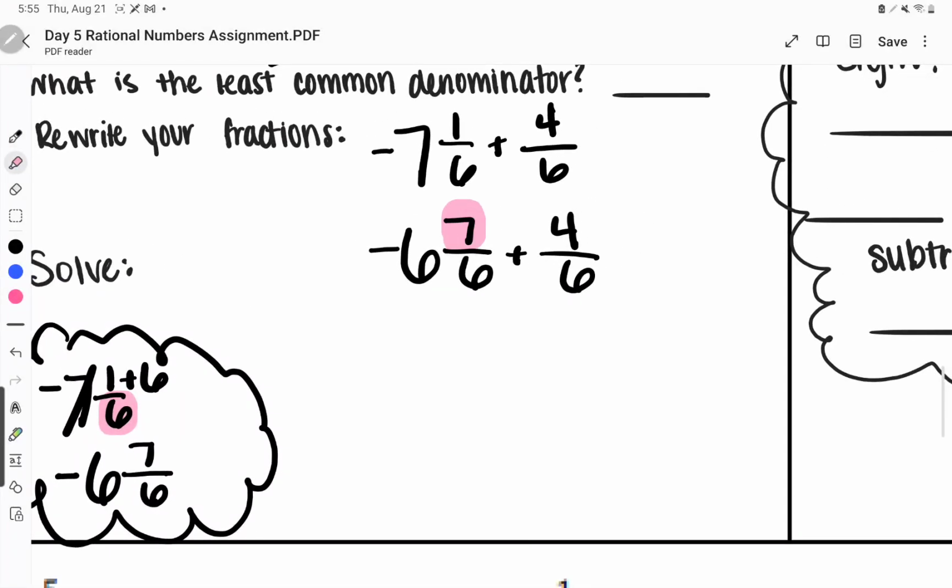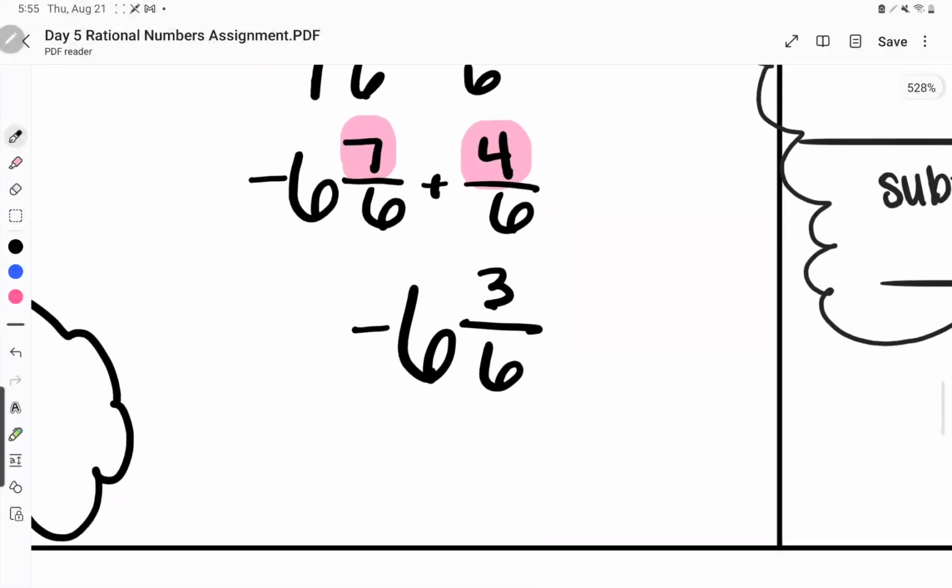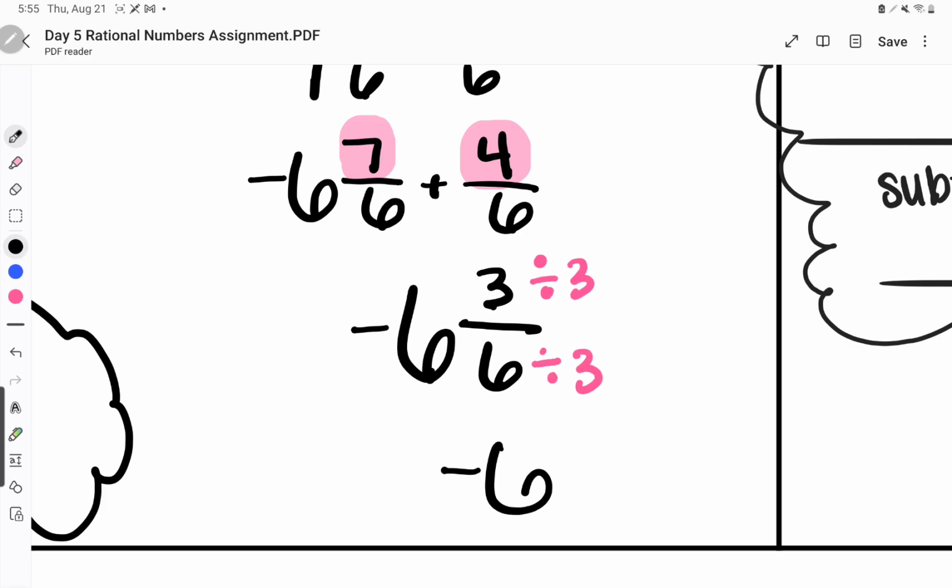So I'm going to take 7 minus 4. I'm going to rewrite my -6. 7 minus 4 gives me 3. And then my denominator stays 6. 3 and 6 are both divisible by the same thing. What are they both divisible by? 3. That's going to give me -6 and 1/2.